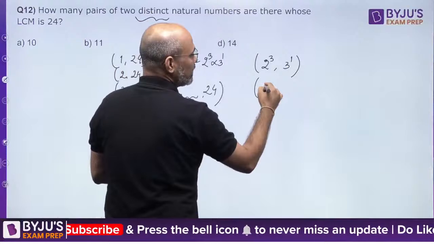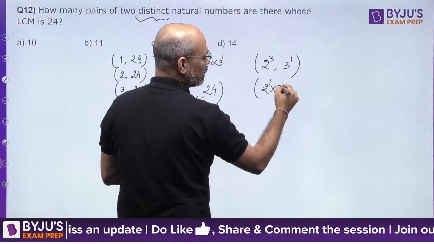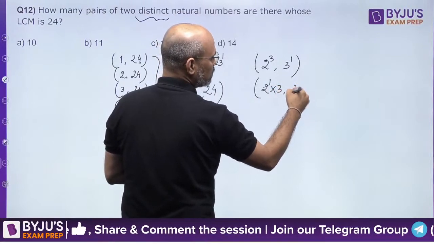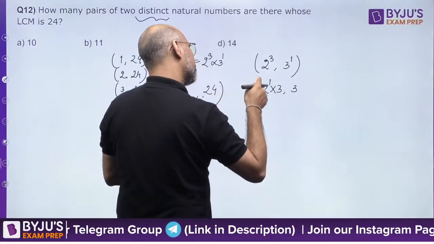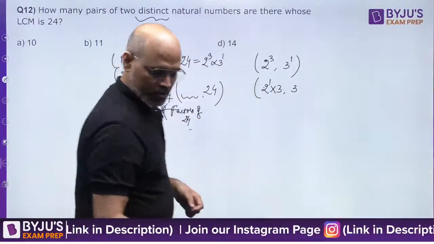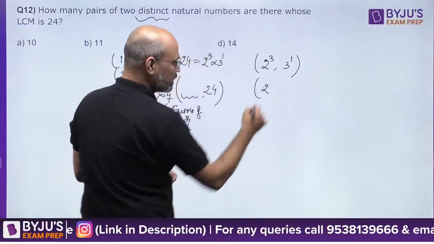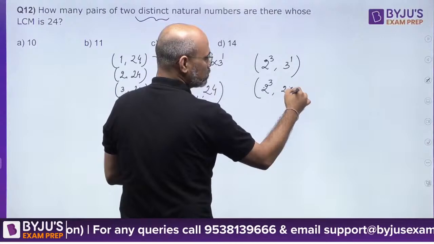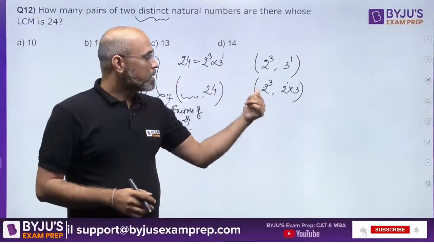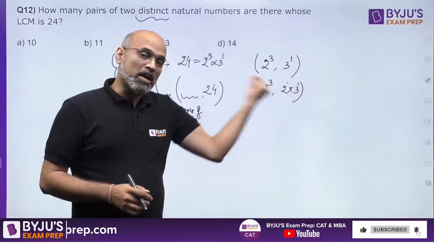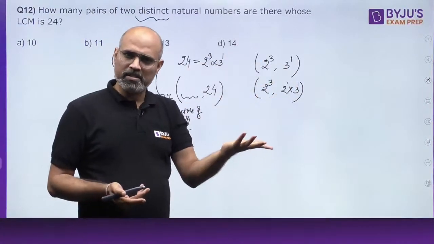Okay. What if I write 2 to the power 1 into 3 and... no, I'll let this stay as 2 cube. Hold on. I'm going to keep this as 2 cube. What if I write this as 2 into 3? What will be the LCM? They are not co-prime anymore. But you have a 3 there and you have a 2 cube here. So that means their LCM will be 2 cube into 3. Highest powers come in the LCM.